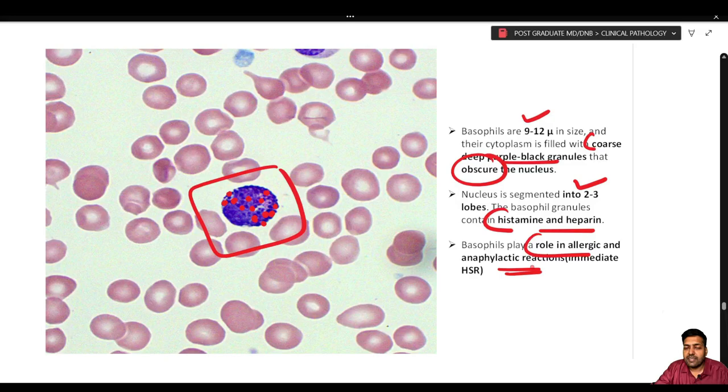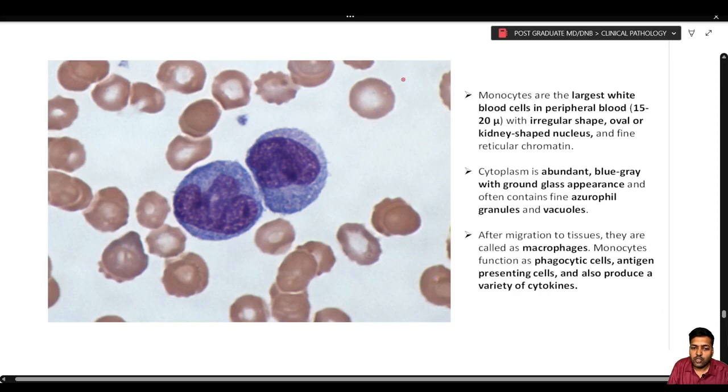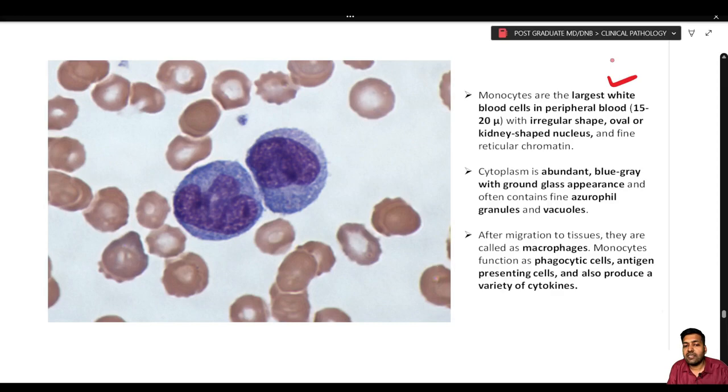Okay. Now, if you look at the monocytes, ideally, if I show you, they are the largest white blood cells in the peripheral blood. So, whenever you see the largest cell in the peripheral blood, there is a high chance that it is a monocyte. Now, always remember one thing: in your book, the monocytes are always shown somewhat like this, having a bean shaped nucleus. But ideally, in the ideal situation, it is not that.